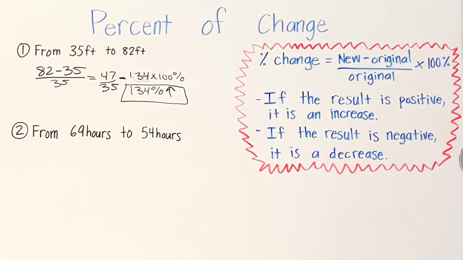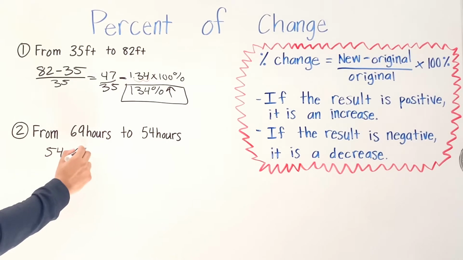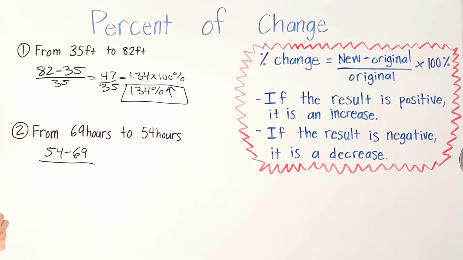For number two, we go from 69 hours to 54 hours. Right away you see you have a big number and you're going down, so you should say, okay, I think it's going to be a decrease. Once again, we're going to look at the formula, and we start with our new, which is 54, minus our original, which is 69. And then we divide by our original, which is 69.